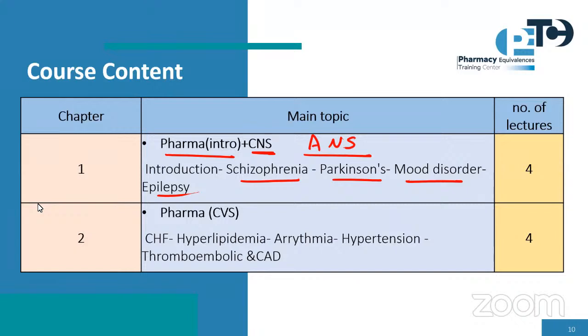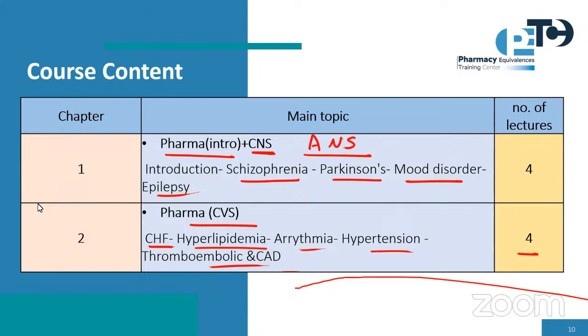Then the second chapter will be about the cardiovascular disorders in 4 other lectures: congestive heart failure, hyperlipidemia, arrhythmia, hypertension, thromboembolic disease, and coronary artery diseases. Okay, those are the content of those 2 chapters.